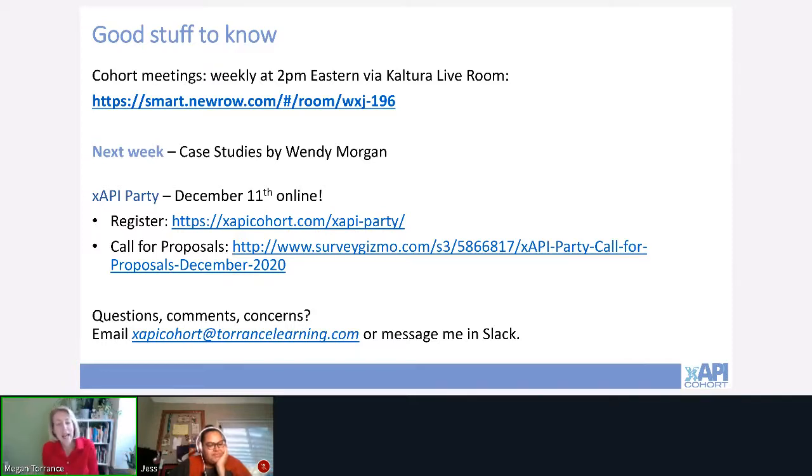A few weeks after, on December 11th, we're going to have xAPI Party. You can think of it as the capstone event for the xAPI cohort. And it kind of is, but it's also a completely separate event that gets a lot of people who were not part of Cohort. So there's a definite Venn diagram, but it's not a perfect circle.